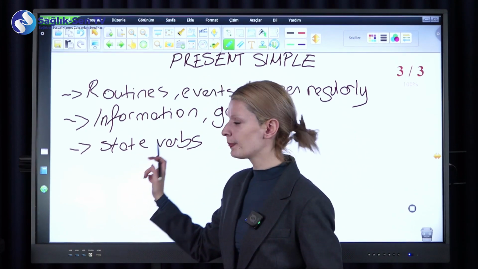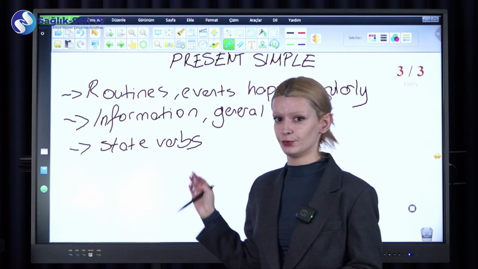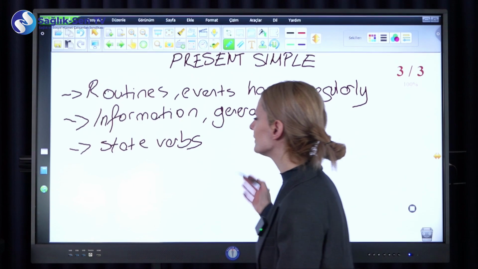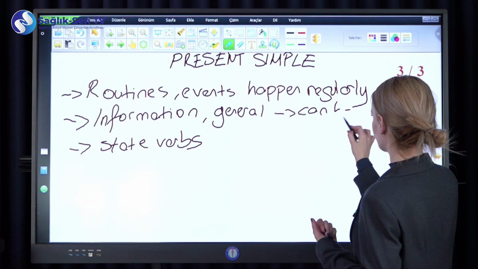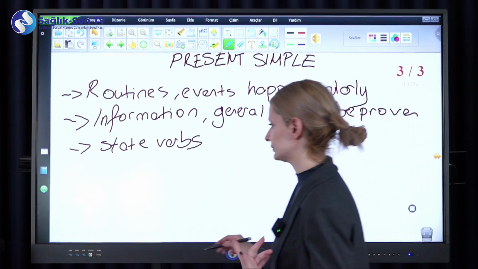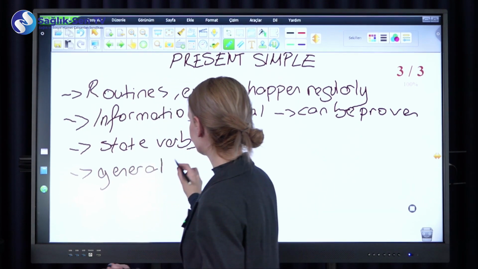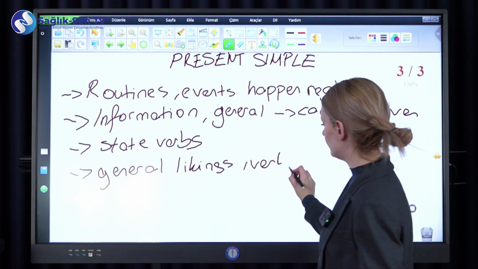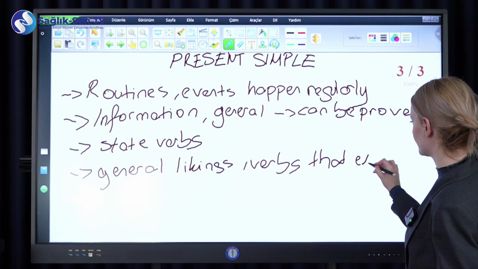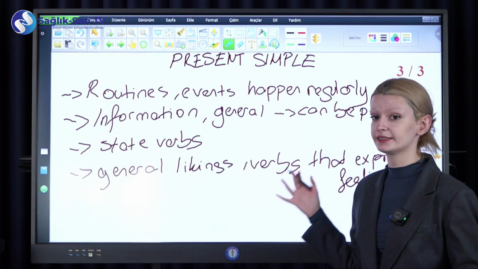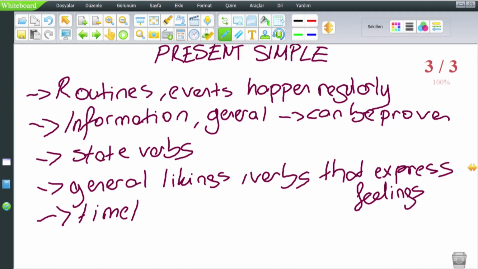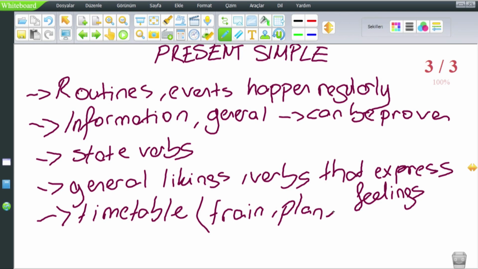We have also studied this one, but we will go in more depth while we are reviewing these topics and uses of present simple. Routines, events that happen regularly, general information that can be proven. Or we said state verbs. One more thing, general likings, or we can describe it as verbs that express feelings. This is where we use present simple, or it can be used with timetables. For example, let's say train, timetable, plane, bus. This is where we use present simple.